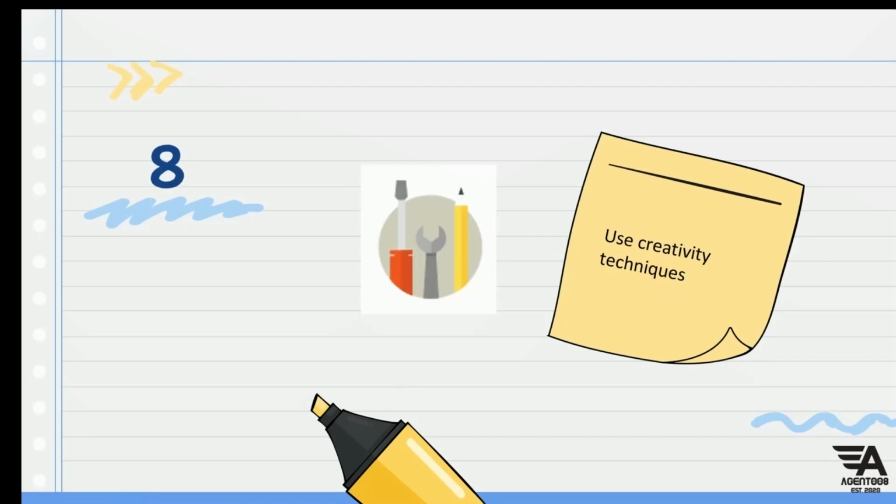Number 8, which is also my favorite tip here: think outside of the box, be creative. Creativity is not something that you can get easily. It's your personality, it's your creativity. So think outside of the box. Try to make something different, something that will give value to your end user or your customer.